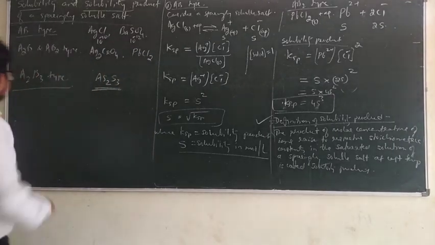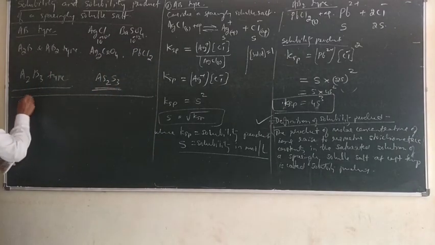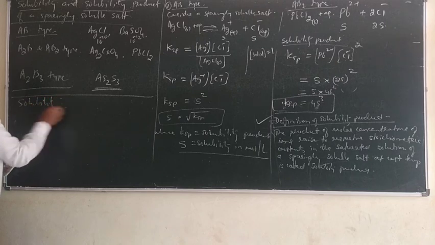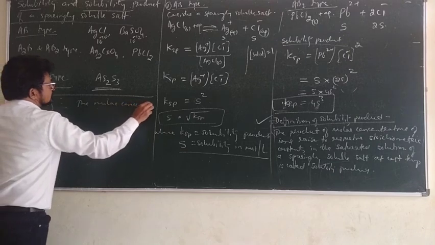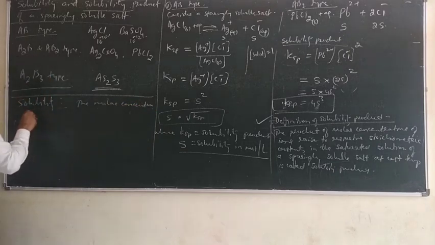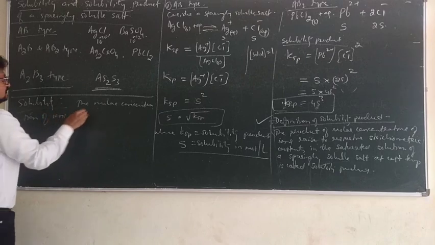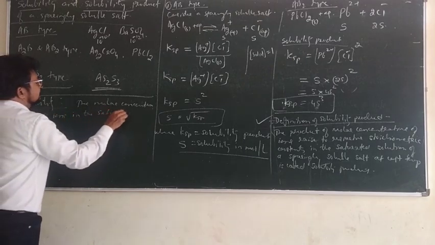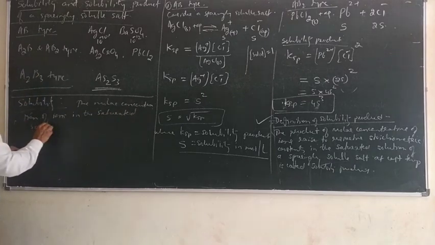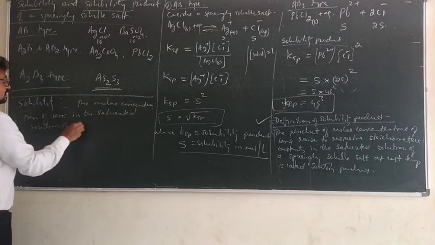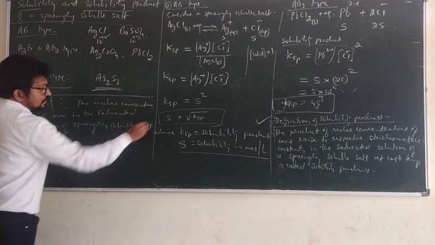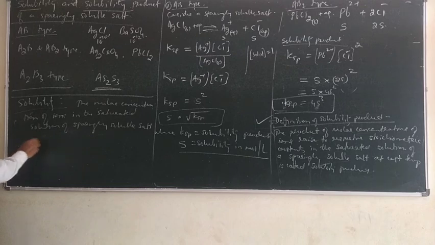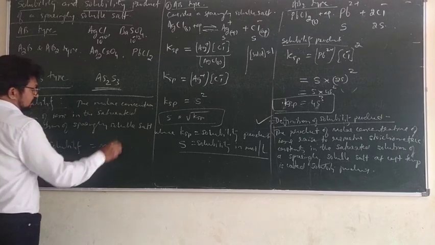What is solubility? The molar concentration of ions in the saturated solution of a sparingly soluble salt. What is the unit? Unit of solubility is mole per liter, same as concentration.